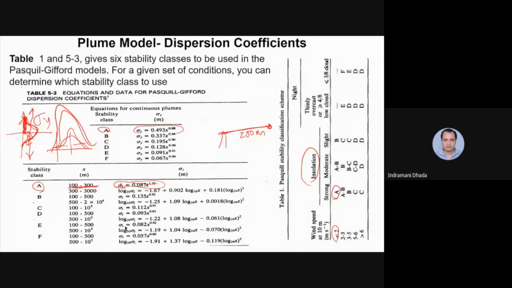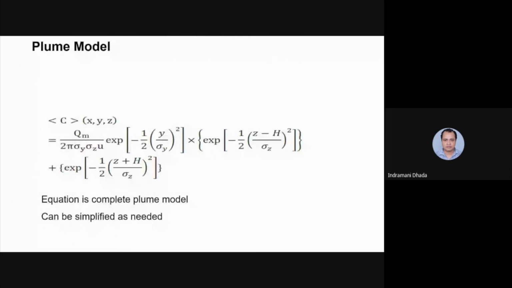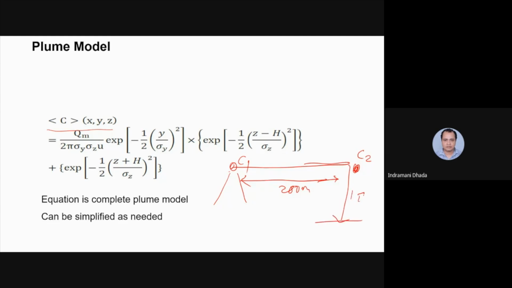Now we can have this equation, the concentration at any point x, y, z. Suppose the chimney is here, and I want to know the concentration here. I know the concentration here, C1. I want to know the concentration C2 here, at a distance of suppose 200 meters downstream, and from the center, in this direction, y is suppose 100 meters. At this point I want to know the concentration. So how will we know? We know the wind is flowing in this direction. This is u.